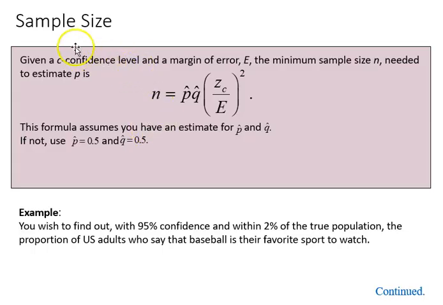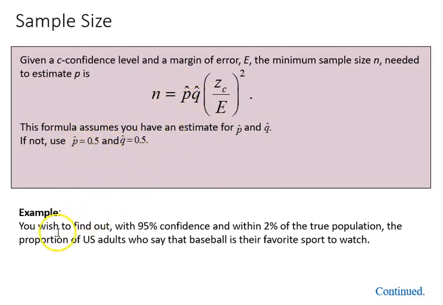And this is the formula that we can use to determine the sample size needed to achieve a confidence level with a margin of error E. So we would just rearrange the formula we saw previously so that n is now equal to the product of p hat and q hat times the z-score divided by error squared. And that formula does assume we have estimates for p hat and q hat. If we don't, then we just substitute 0.5.